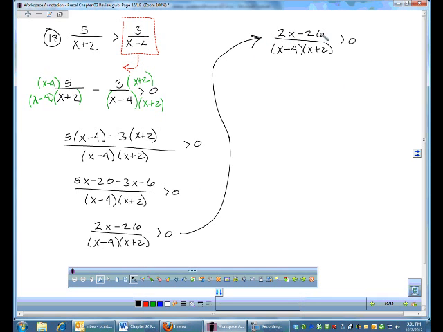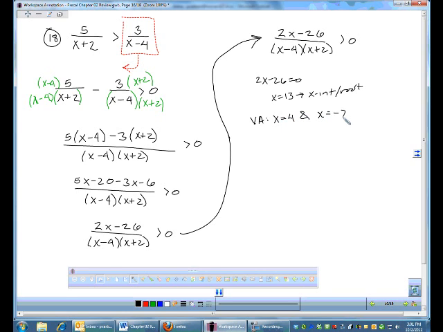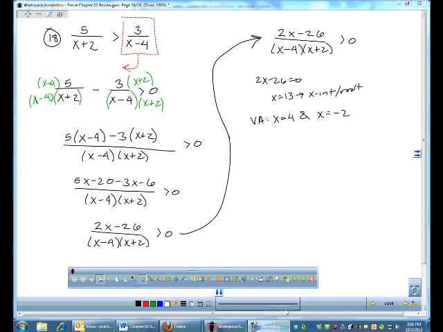For my x-intercept, if I set my top, 2x minus 26, equal to 0, you add 26, divide by 2, and you get 13. That's an x-intercept, also known as a root. And then I have vertical asymptotes at whatever makes my denominator 0. That's going to be x equals 4 and x equals negative 2. And those are the numbers I need to put on my number line. So let me draw my number line here.